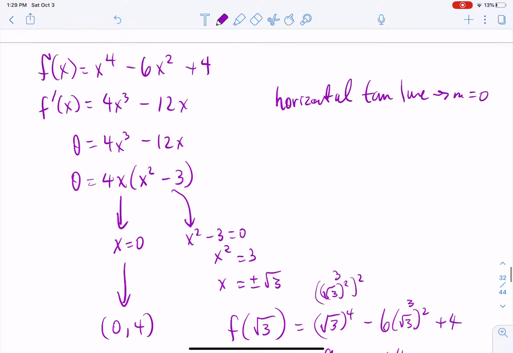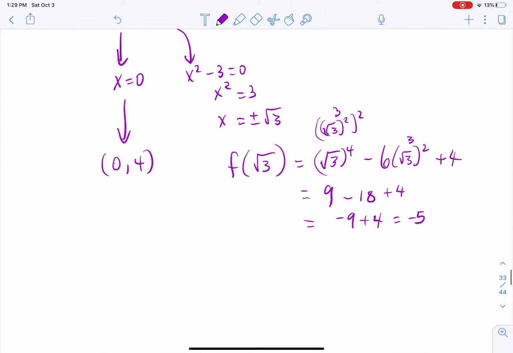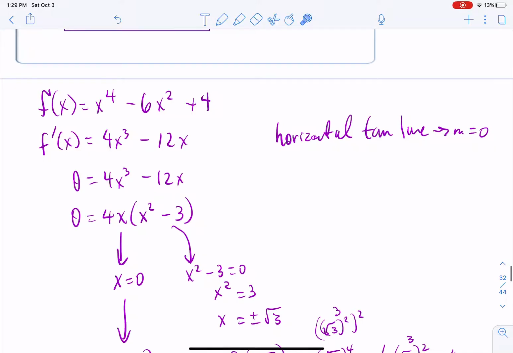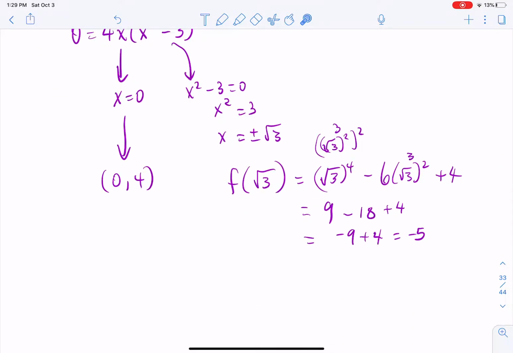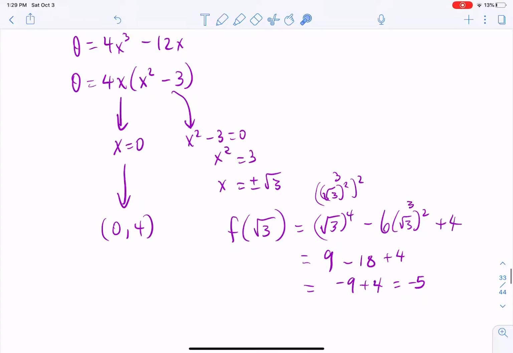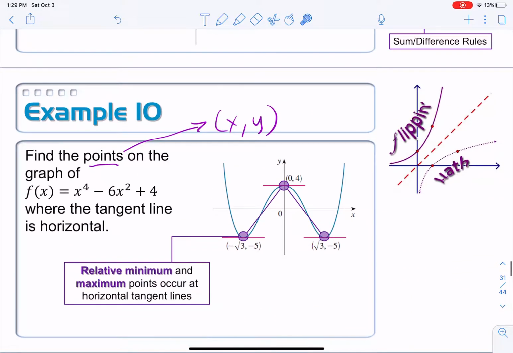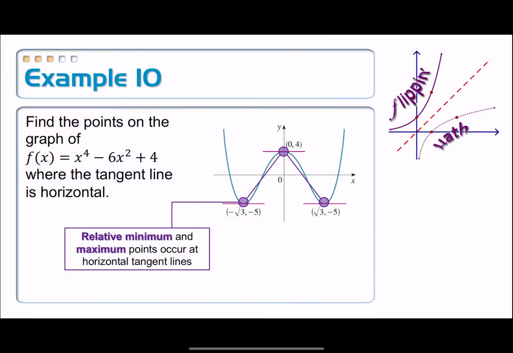Hey, I wonder, is that what they got? Oh, it is what they got. We got it right. And since this is an even function, look, it is an even function, when I plug in a negative number, I get the same exact thing as when I plug in a positive number. So the y value of negative 5 is also true for the negative square root of 3. And I can see that in the answer that I just checked my work with. Fantastic.